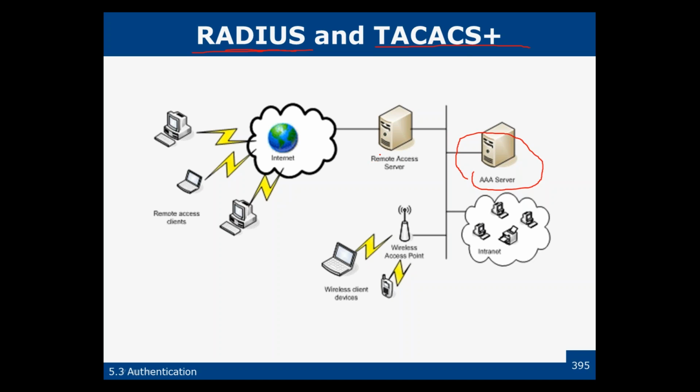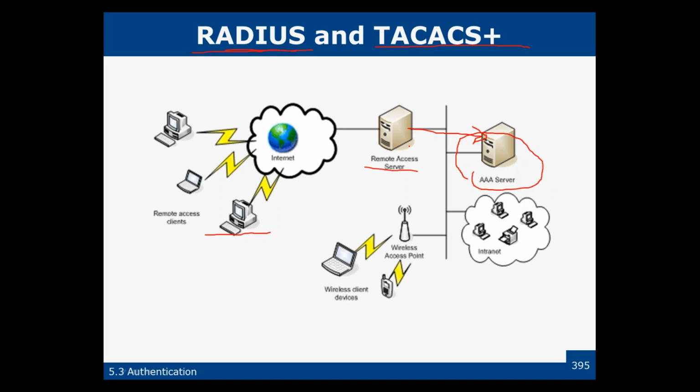Now, when we're trying to get someplace, we want to get access to something. We're going to have somebody out here. We're going to have a client. And the client's where the resource actually is. The client doesn't perform the authentication. It asks the Radius server, the AAA server, to validate or authenticate the user.